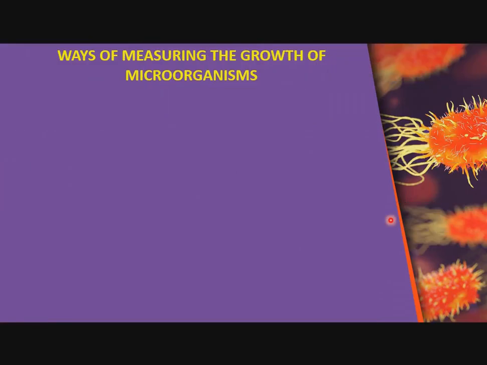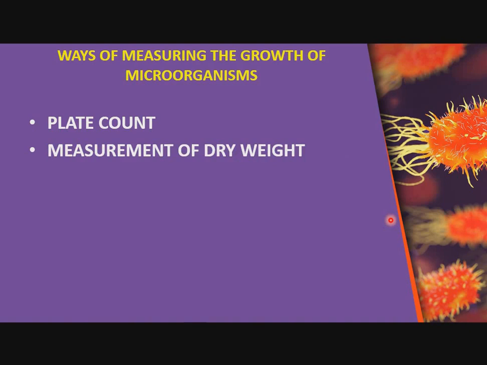Ways of measuring the growth of microorganisms. We have the plate count. In plate count, it involves counting the number of colonies after each culture. While in measuring dry weight, you can use distilled water to harvest cultured microorganisms from the surface of the algae. Well, we have the microscopic count. Here, a serial dilution is made and the number of microorganisms is counted using the microscope.